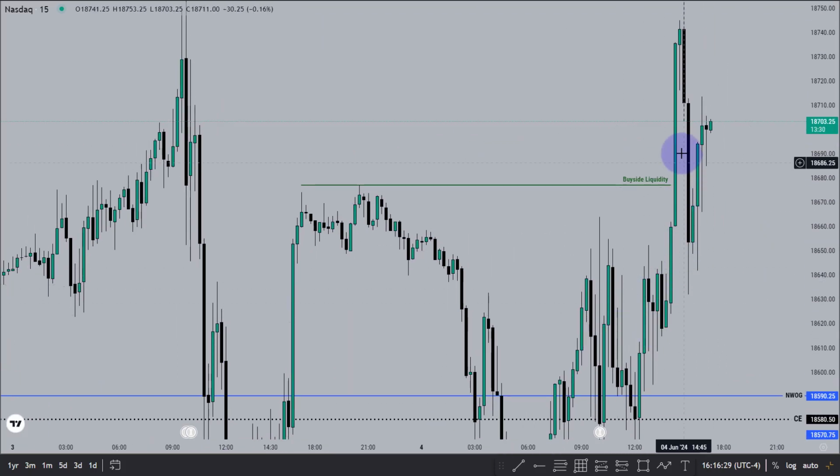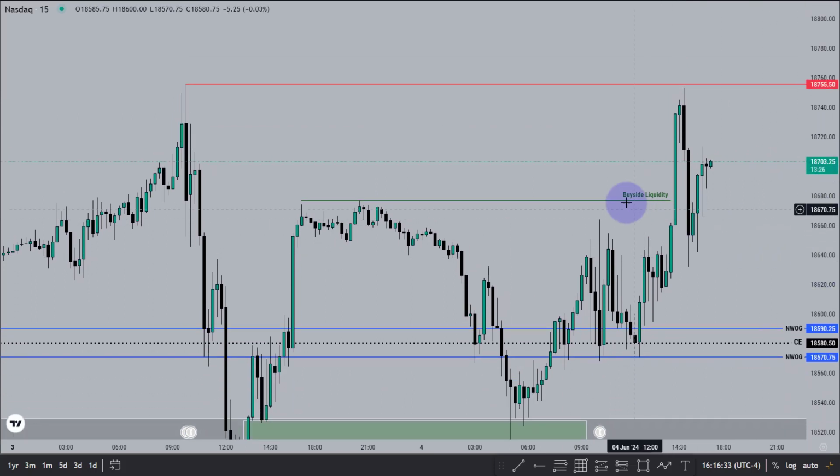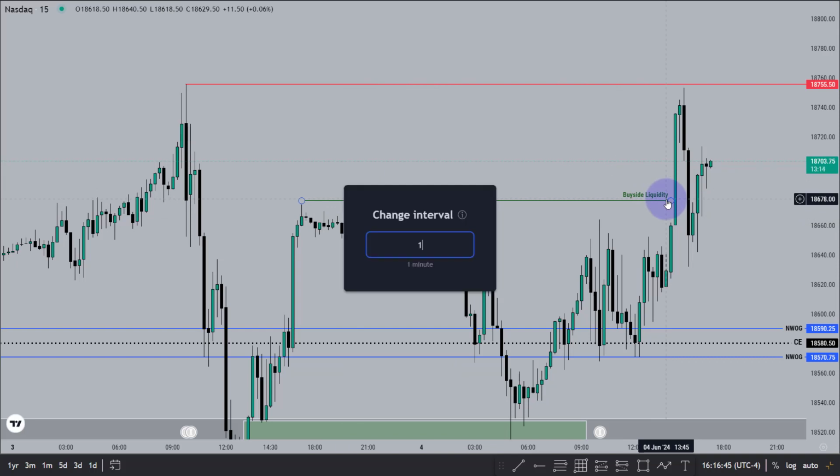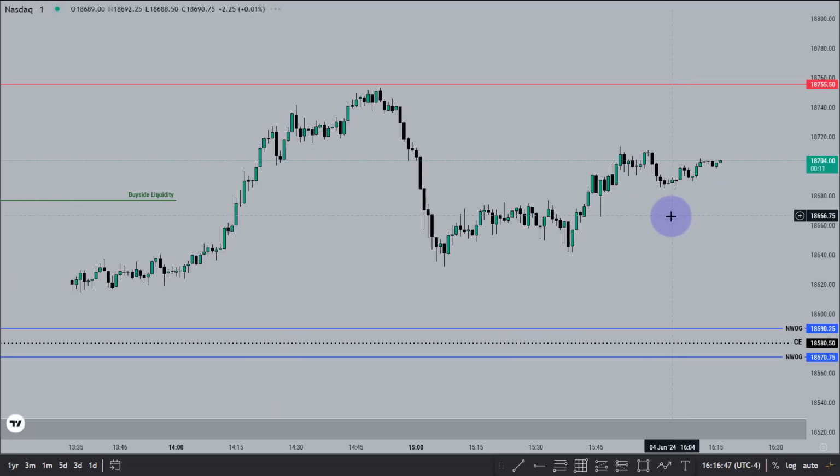So when market went higher, it has taken this buy side liquidity, and I am pretty much sure that market is going to stay inside the Monday range. So when market has taken this obvious liquidity, I will start to look for a sell from where? From 1 minute chart. Let's go to 1 minute chart.